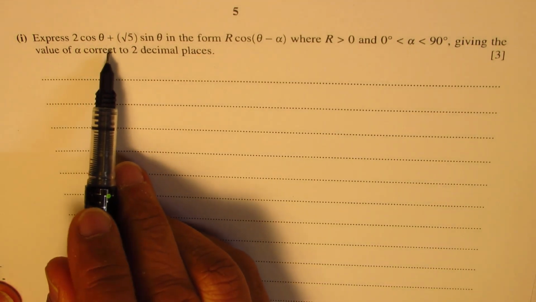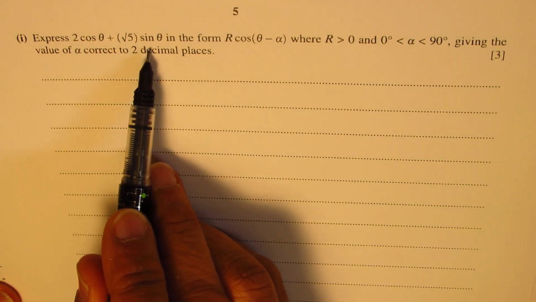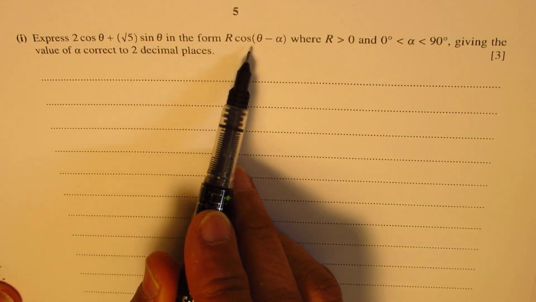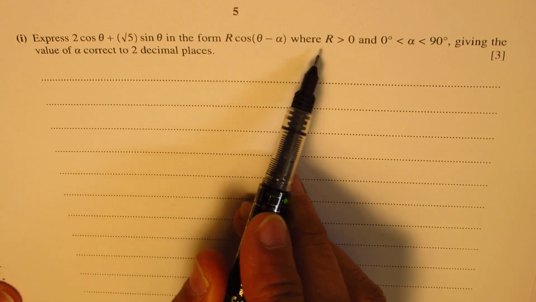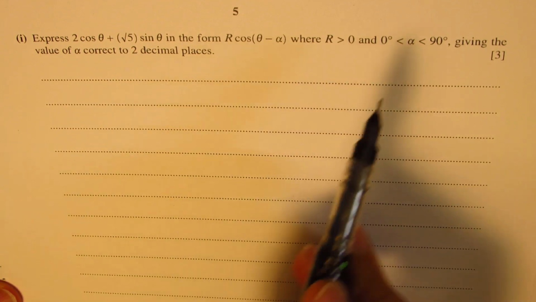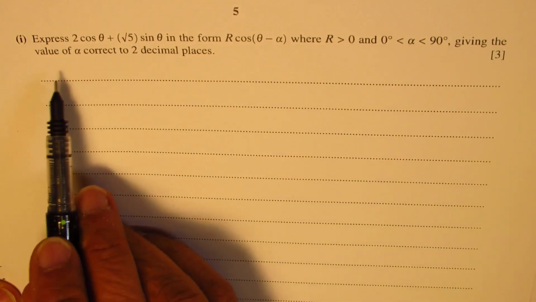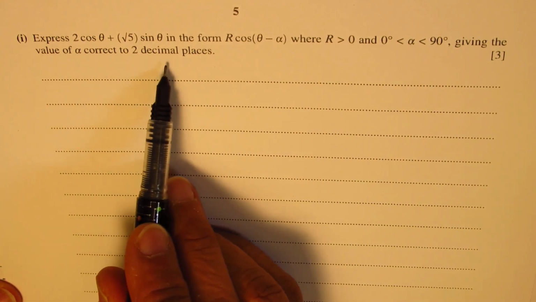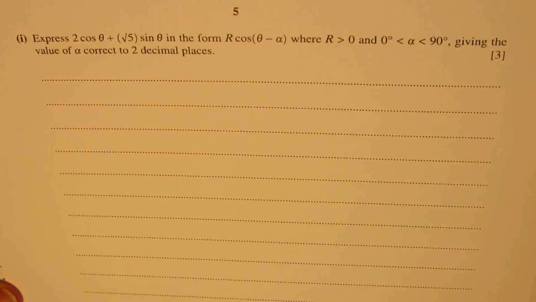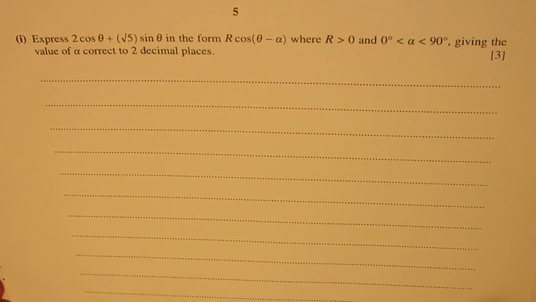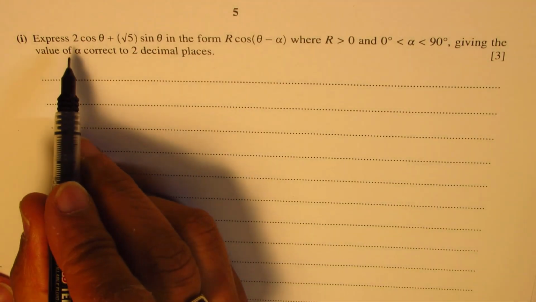Express 2 cos theta plus square root of 5 sin theta in terms of r cos(theta minus alpha), where r is greater than 0 and alpha is between 0 and 90 degrees, giving the value of alpha correct to 2 decimal places. Now this is a very standard question and is asked in many test papers. Let us try to understand this strategy.